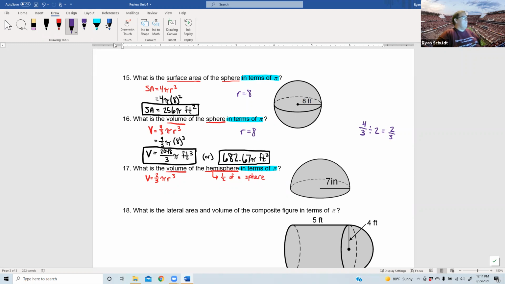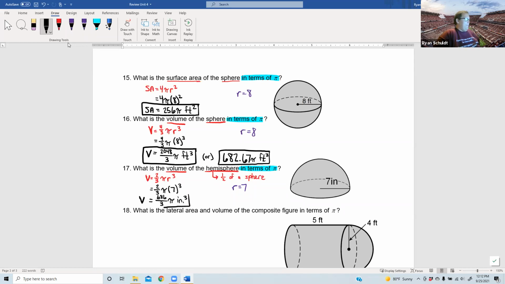So back to this particular problem. We need the radius, which is 7. So I'm good to plug in. It's going to be 2/3 pi times 7 cubed. Okay, so that's going to give me 686 over 3 pi inches cubed. That's our volume.